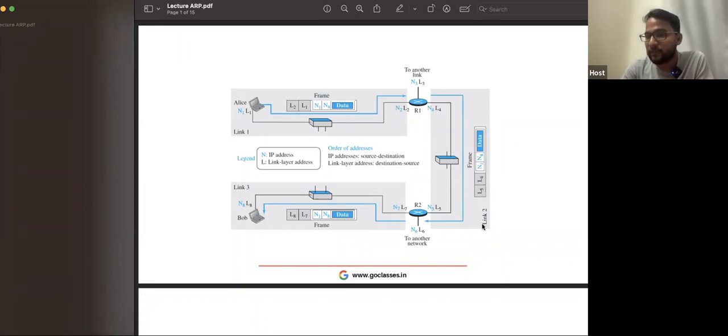I will tell in one of the classes, maybe tomorrow or the day after tomorrow, how all of the layers are working together. But for now, just understand that these MAC addresses keep on changing everywhere, and the IP addresses will remain the same. So that's how we transmit the packet.